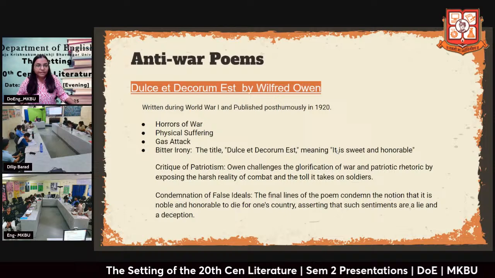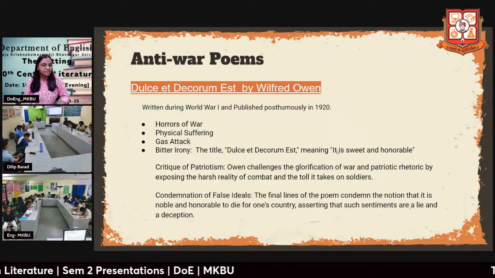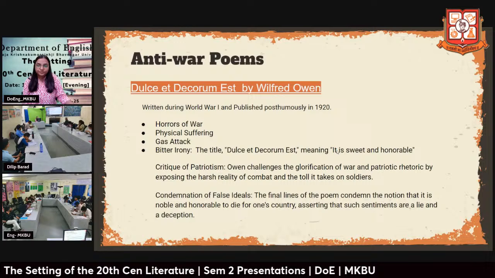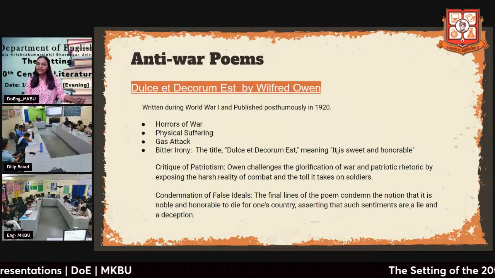Critique of patriotism. Owen challenges the glorification of war and patriotic rhetoric by exposing the harsh reality of combat and the toll it takes on soldiers. Condemnation of false ideals. The final lines of the poem condemn the notion that it is noble and honorable to die for one's country, asserting that such sentiments are a lie and a deception.